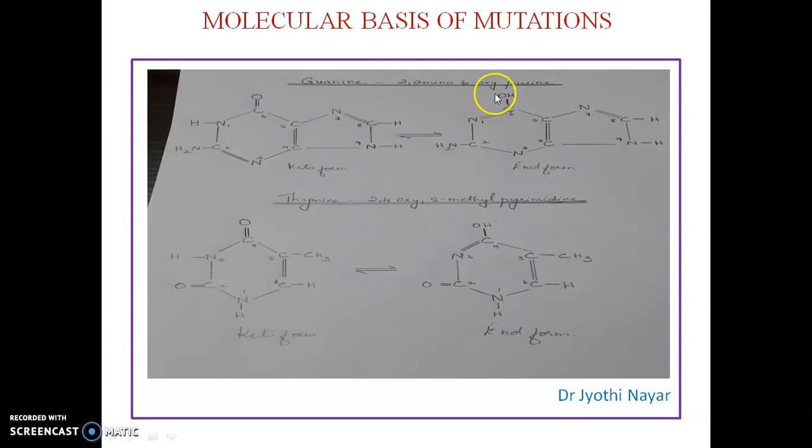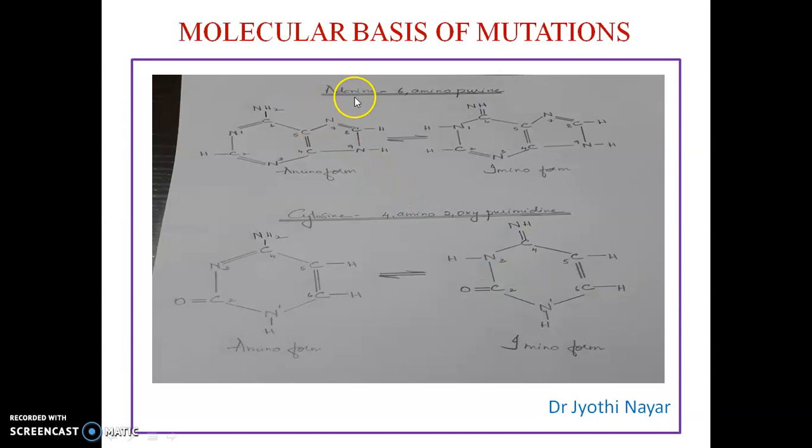The double bond O here is replaced by OH, and you can also see that there is a change in the type of bonds between the atoms for both the bases. Coming to the next set of bases, adenine, which is also called 6-aminopurine, and cytosine, which is called 2-oxy 4-aminopyrimidine. The amino form is the stable form, whereas the imino form is the unstable form. The amino group is converted to the imino, and again there is a change in the bonds between the atoms in both the bases.